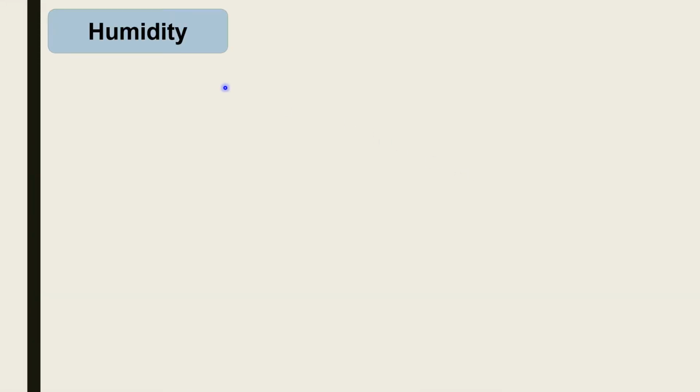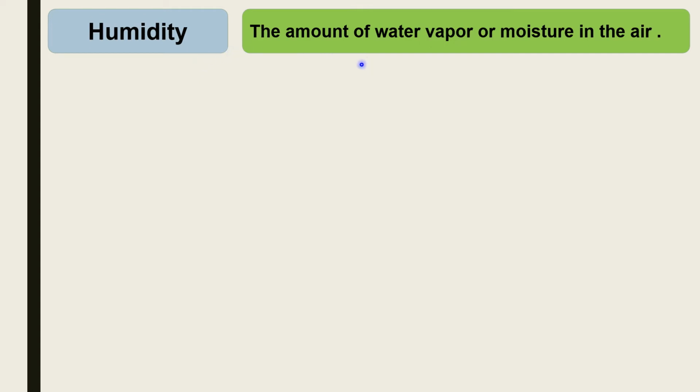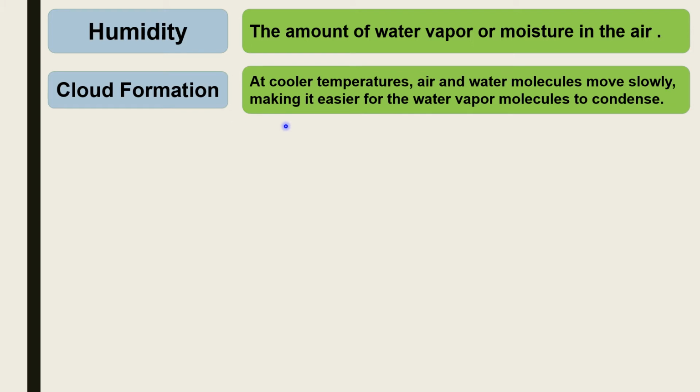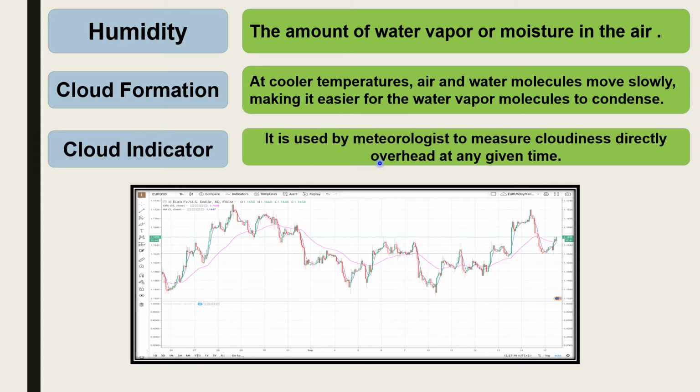Next, humidity, another component, is the amount of water vapor or moisture in the air. In cloud formation, at a colder temperature, air and water molecules move slowly, making it easier for water vapor molecules to condense. The cloud indicator is used by meteorologists to measure cloudiness at a given time. This is an example of cloud indicator data gathered by the scientists.